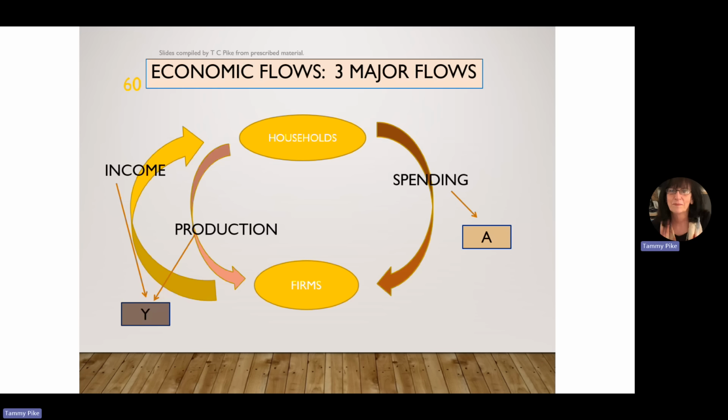But now this becomes even more important, because what you need to be able to understand is that income, in the Keynesian model, income is always equal to production. So these two are always equal. They're the same thing. All right. And they are represented by the letter Y. But they are not always equal to A. All right, and that's the key.